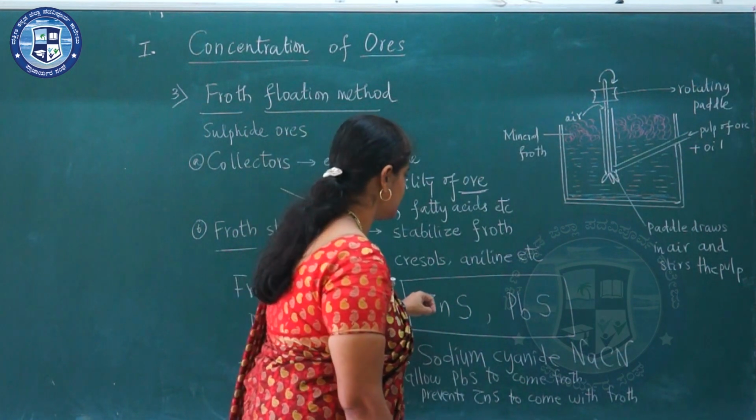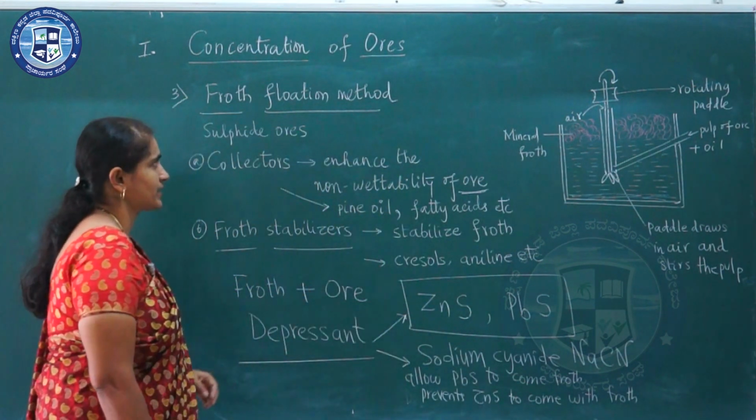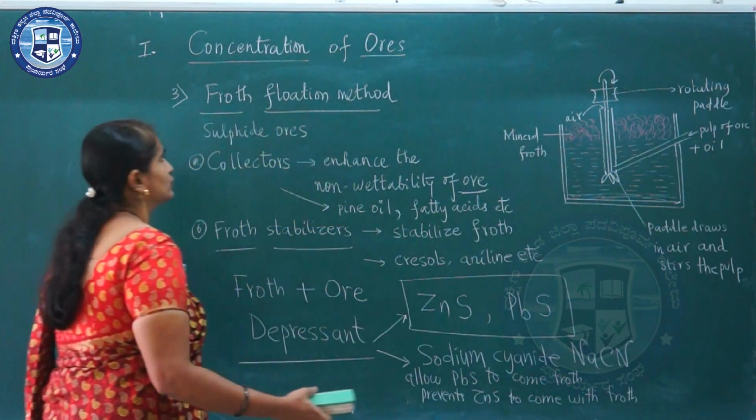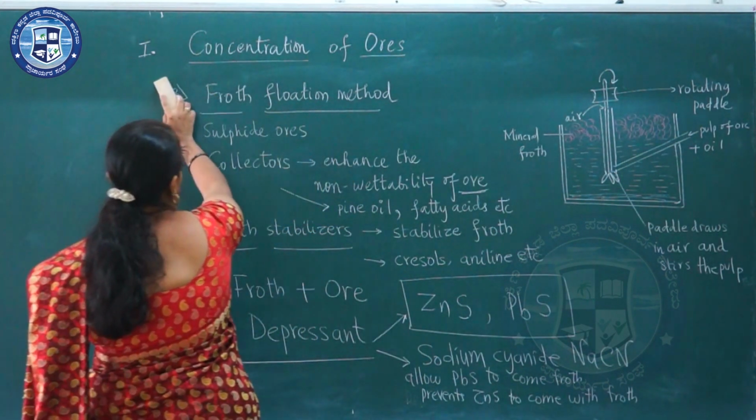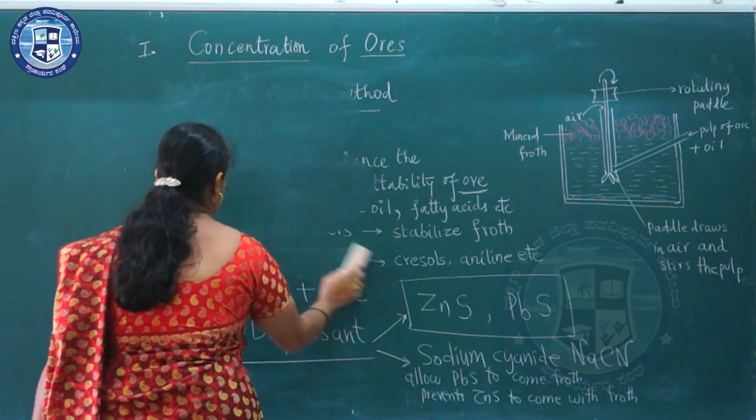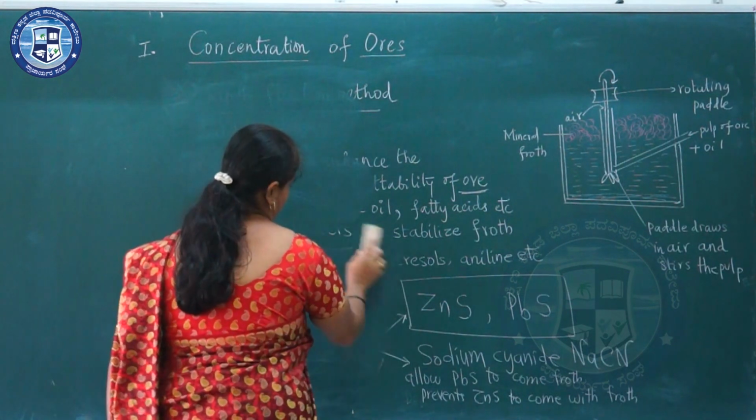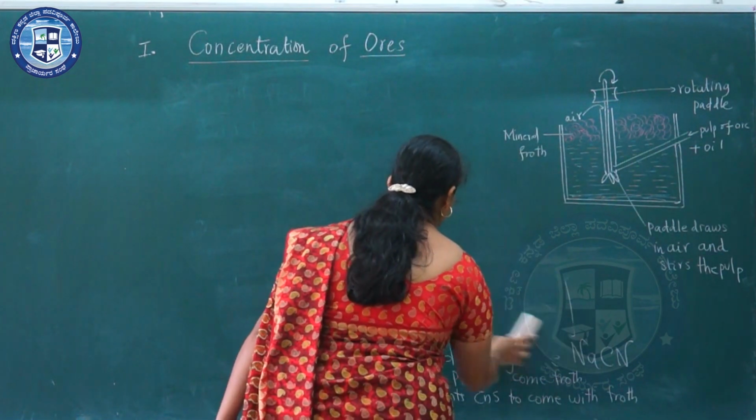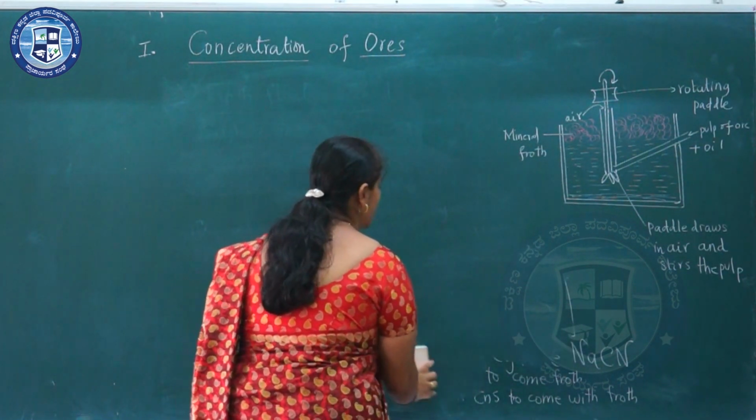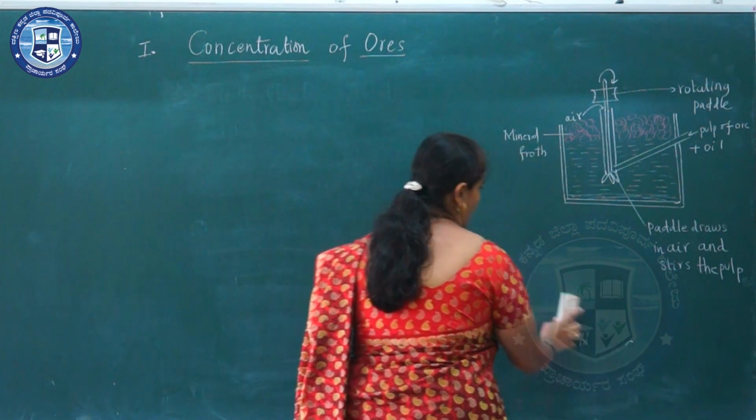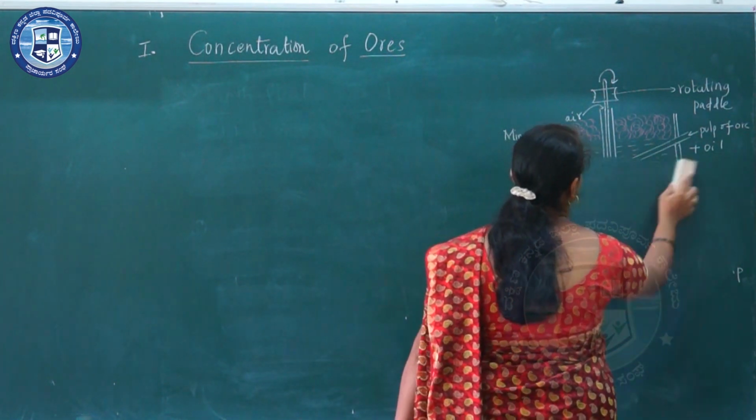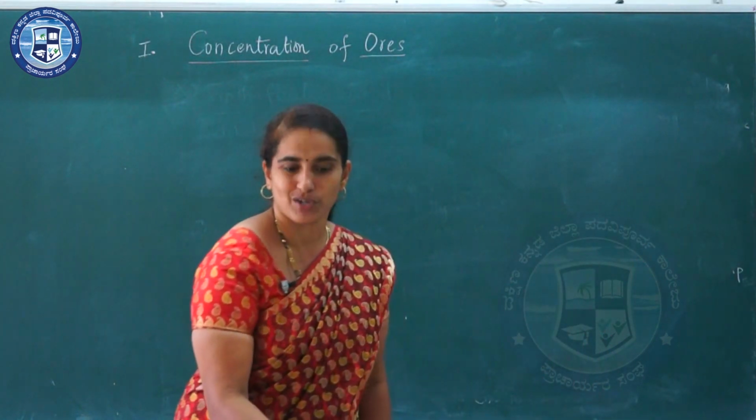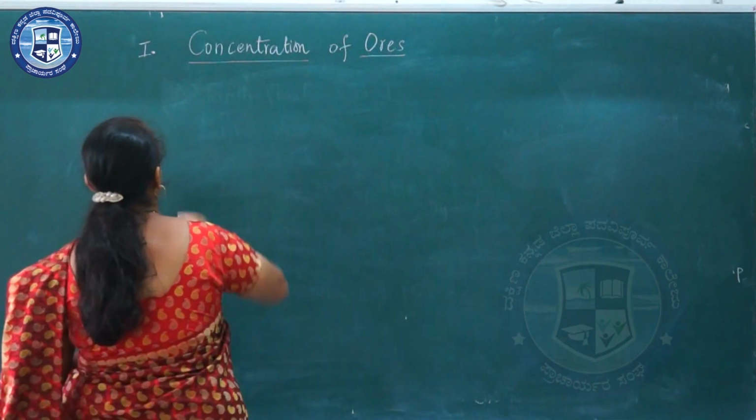Okay, so this is regarding the froth flotation method. That is the third one. Next, we will move on to the last method of concentrating the ore, which is leaching. Leaching is applicable for all those ores which are soluble in a particular solvent. So if you take a particular solvent in which those ores are soluble, we make use of the procedure which is nothing but leaching.